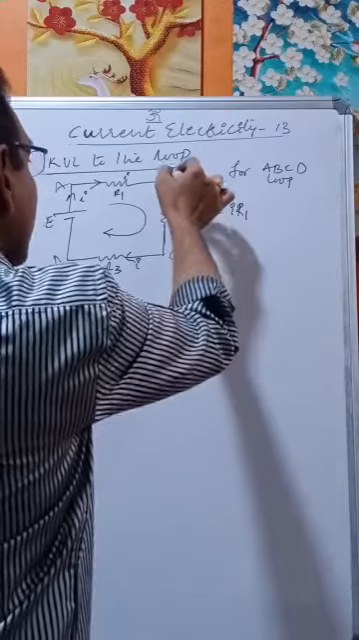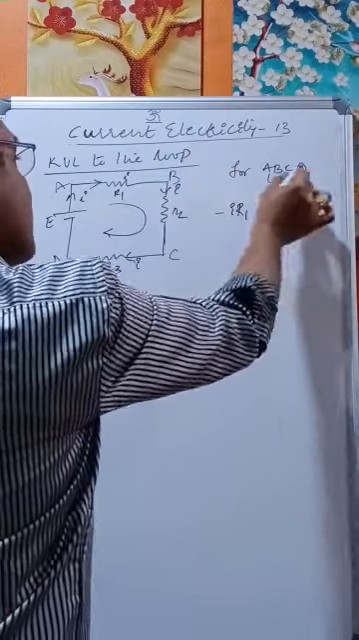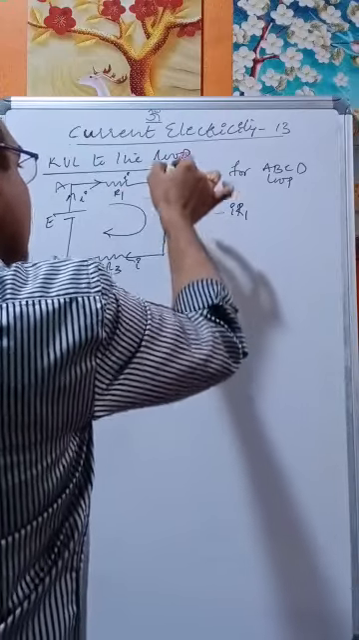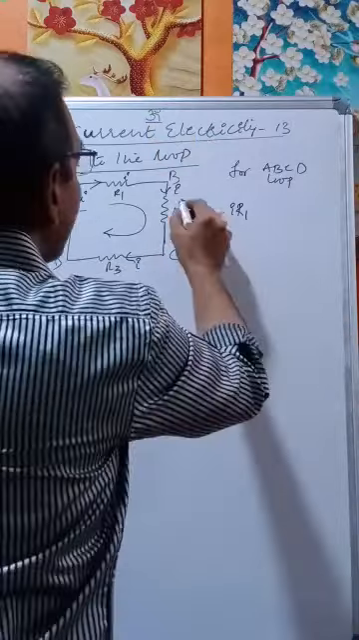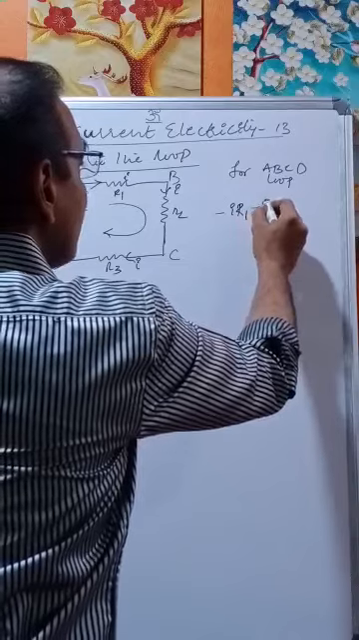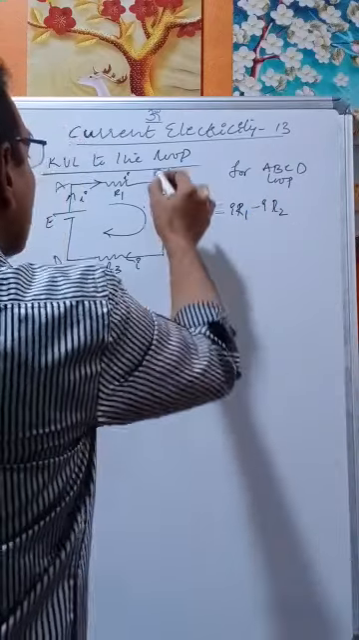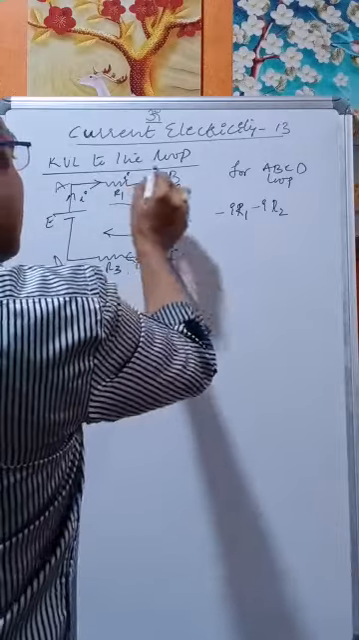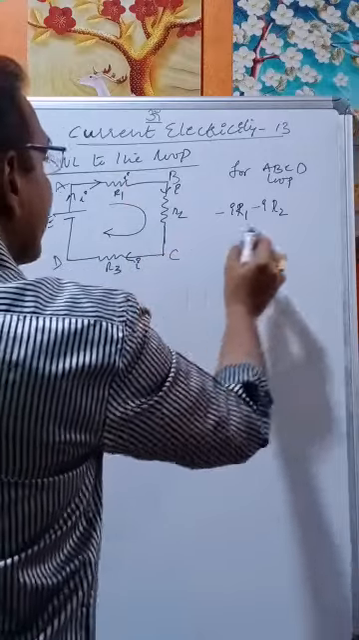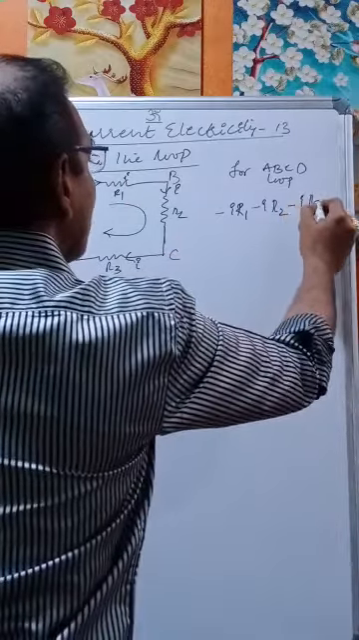Next, coming to this one, again we are moving from A to B, B to C, in the direction of current only. Therefore, again the drop is negative, minus IR2. Again in this loop, for CD also, we are moving in the direction of current only. Therefore, again the drop is negative, minus IR3.